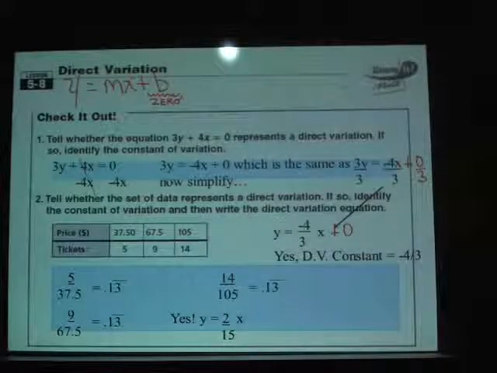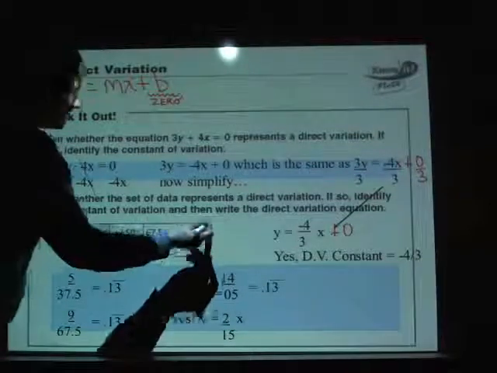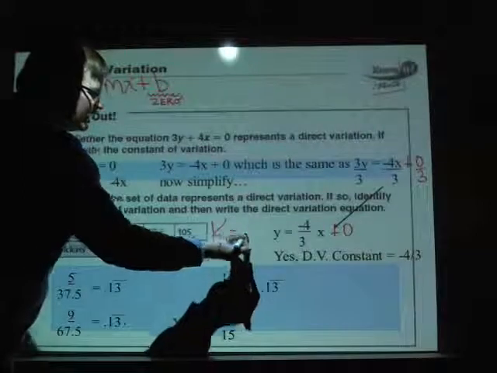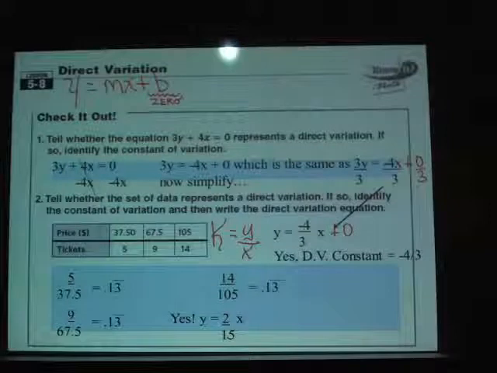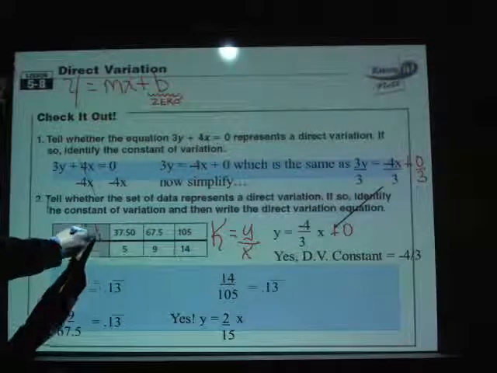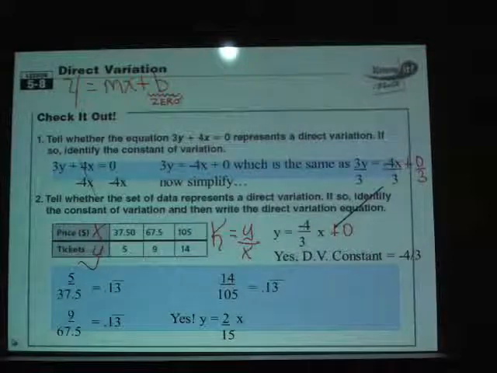Number 2, tell whether the set of data represents direct variation. If so, identify the constant of variation and then write the direct variation equation. So remember, they gave us that other formula here to work with. Constant of variation is equal to y divided by x. So you want to take your y values and divide them by your x values. Now again, as we saw in the question earlier, if they're not labeled, you just force the labels on them. Throw x on the top and y on the bottom, or x on the left and y on the right if it's a column that goes up and down.